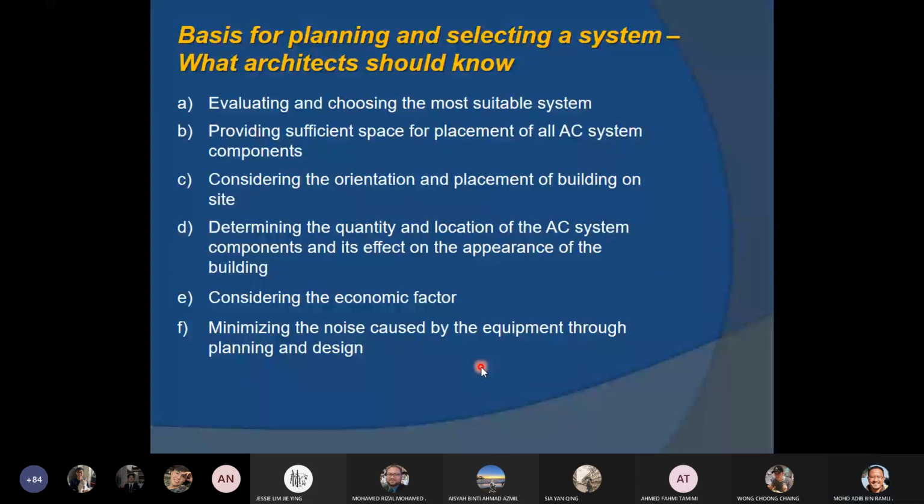As an architect, what you can do to minimize the noise is basically to consider a proper placement of the equipment. So you shouldn't put the equipment in the public area. So you should tuck it away far from the public area. So that's why, as I mentioned earlier, the zones are important. So you should put all the equipment in the service zone.